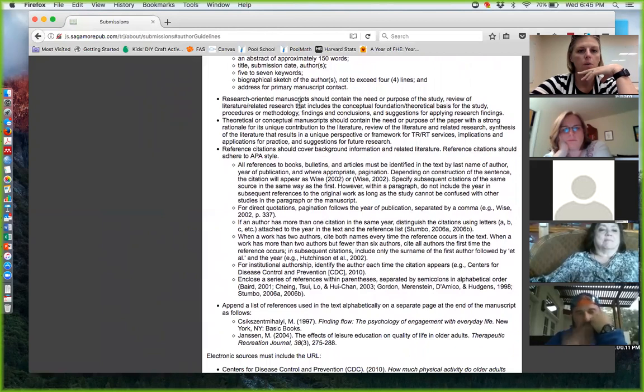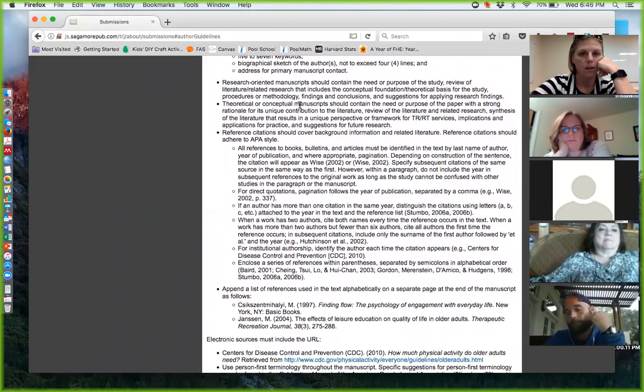This will also tell you what kind of articles they'll accept, whether it's a full research article or a book review or a brief, a research brief, or student papers, things like that. They'll tell you in the author guidelines.